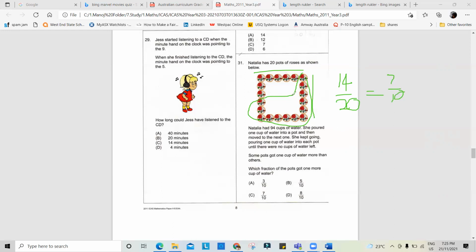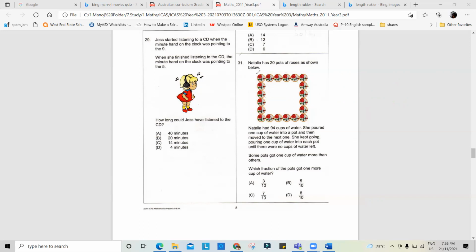Okay. 7/10 is the answer because you divide by 2. You divide by 2. 20 divided by 2, 10. 14 divided by 2, 7. I have 80 divided by 80 and divide by 14. No, that is wrong.